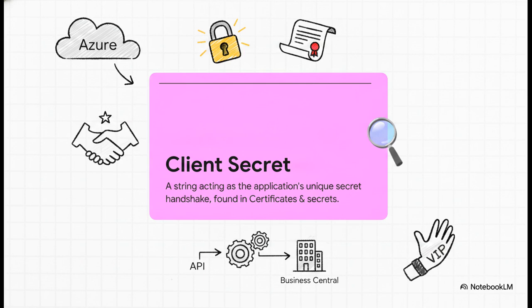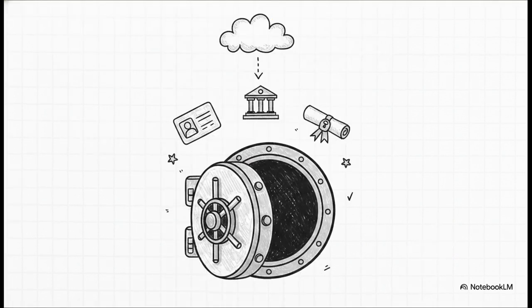Now, while we're still in Azure, we need to generate something incredibly important. If you go to Certificates and Secrets, you can create a new client secret. Just give it a quick description and set an expiration date. This client secret, it's a crucial string of text that acts as your application's unique secret handshake. It's what proves to the management office that you are exactly who you say you are when you ask for that VIP wristband.